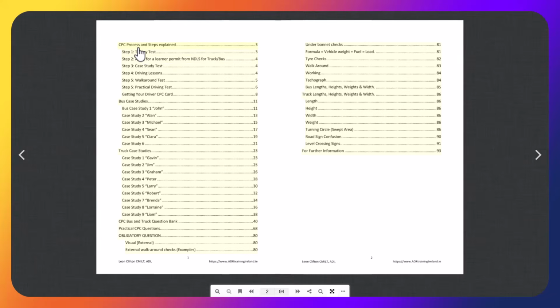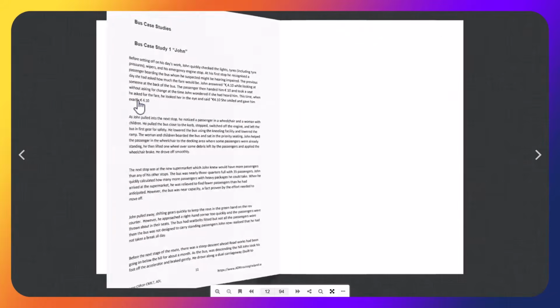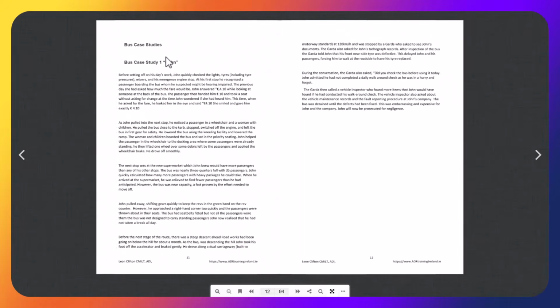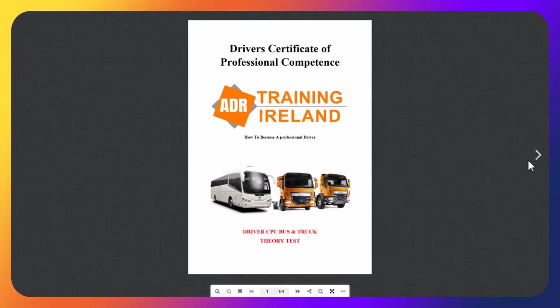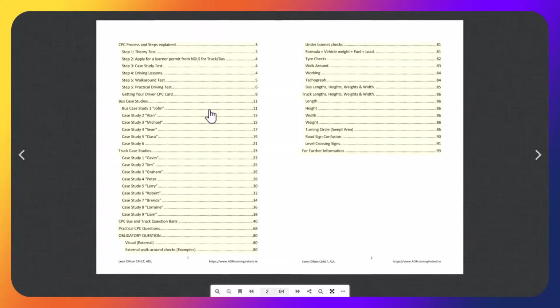So here, CPC process and steps. You probably passed all this, the theory, your lessons. Then it goes on about the case studies, driving lessons, the walk around, practical driving test, your driver CPC card. Literally everything is here. If I click on this bus case studies, click, bang, it goes straight to the page. So it has all the case studies. If I go down here and type in 1, you go back to the first page, page 1. So these are the controls, pretty handy.